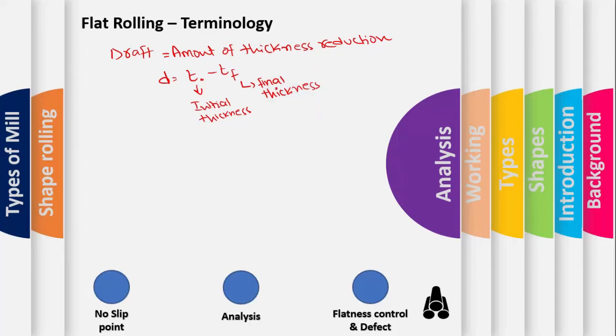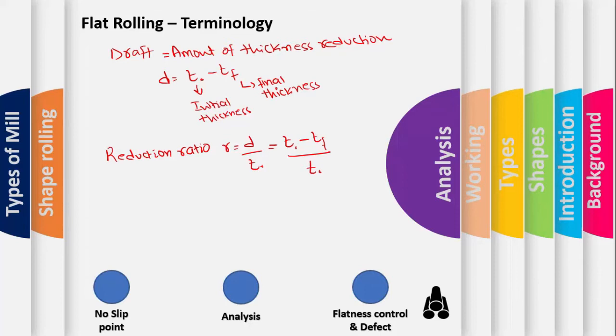Then the second terminology, that is a reduction ratio. And that is represented by R, and it is equal to draft divided by the initial thickness. Or we can simply write it as T naught minus TF, divided by T naught. So this is the reduction ratio. So it is simply a draft expressed as a fraction of the starting stock thickness.